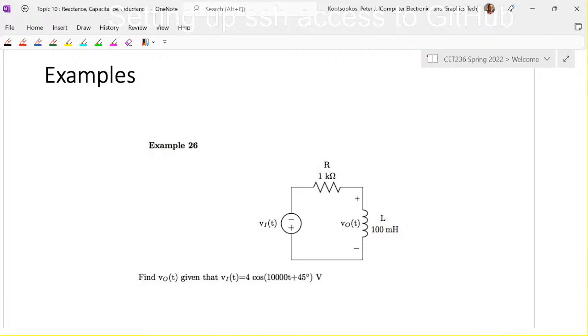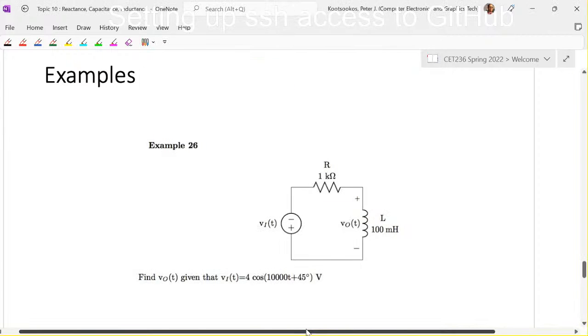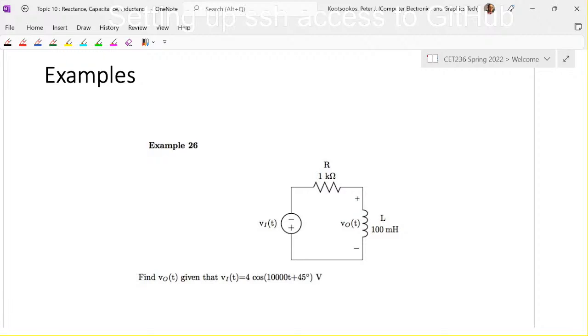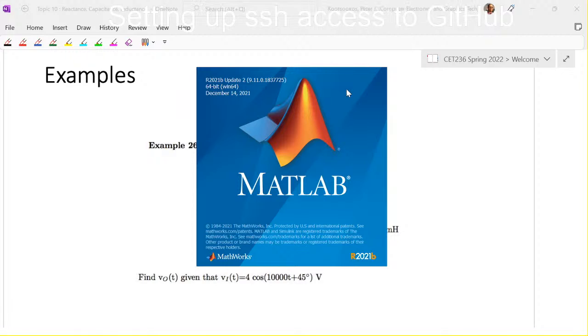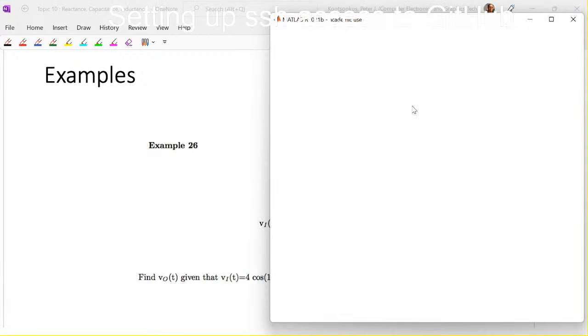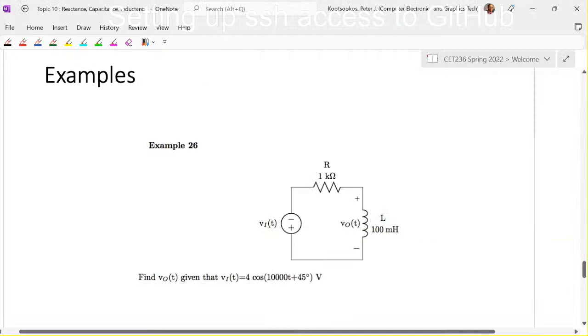Okay, before I get stuck into some examples, let me just fire up MATLAB so we've got it available once it's here. Okay, can put that into the background for now.